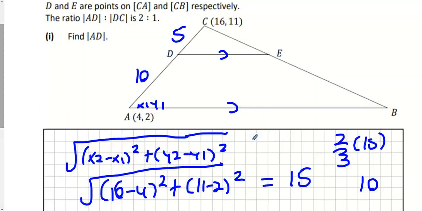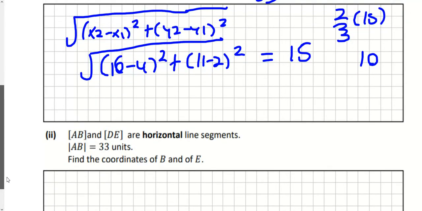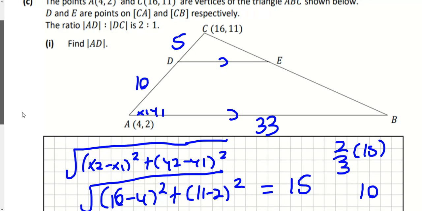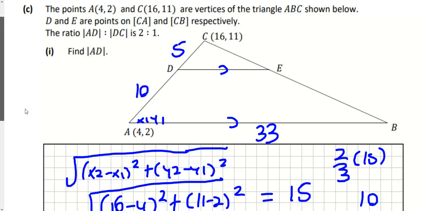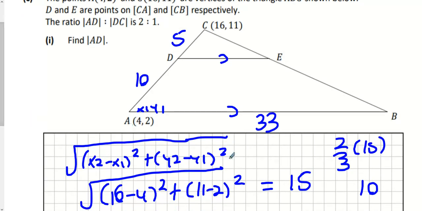AB is 33, so going from A to B is 33 units. And find the coordinates of B and of E. So I have to find the coordinates of B and E. Ooh, it's going to be tricky. B and E, and they go horizontal. Oh, that's handy actually. B is handy anyway.